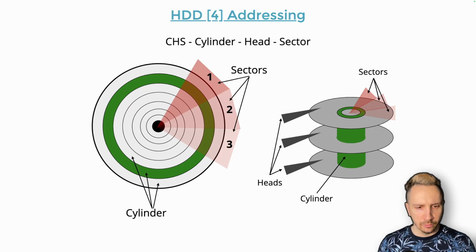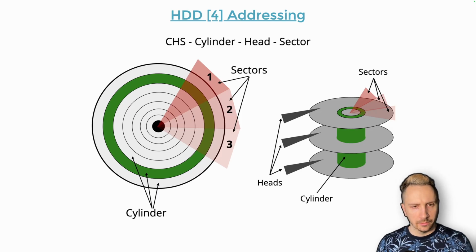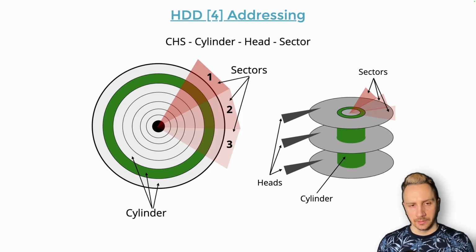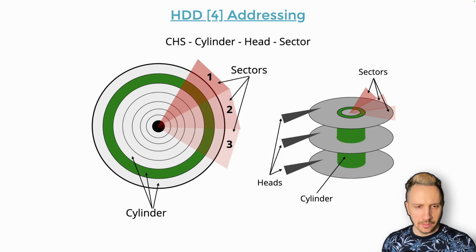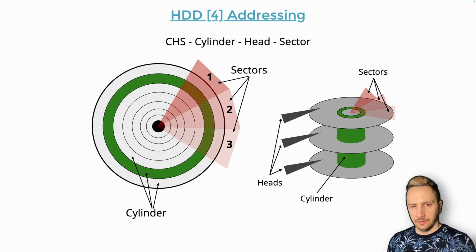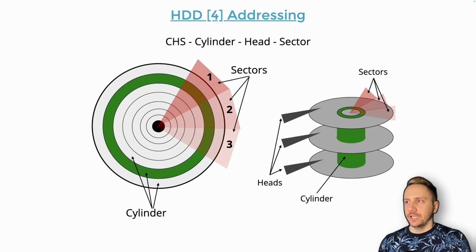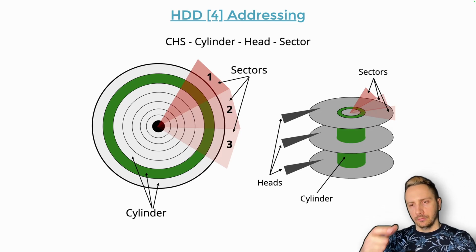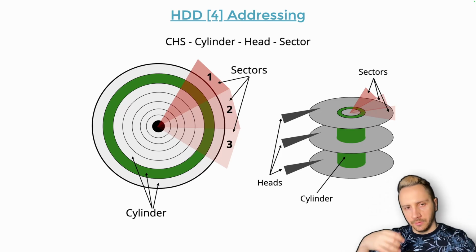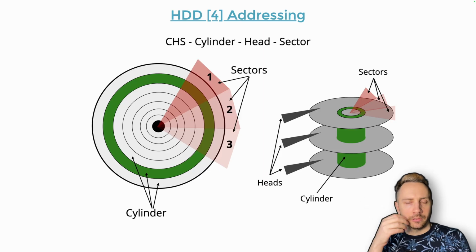There is a common terminology used for that, a common way of addressing, which is called CHS: cylinder, head, and sector. Cylinder is called the ring. Why is it called a cylinder, even though it's actually a ring? I think the idea is that when you have many disks on top of each other, and you have the same ring on each of them, then together they form a cylinder. Probably that's the logic, but for me it's somehow counterintuitive.